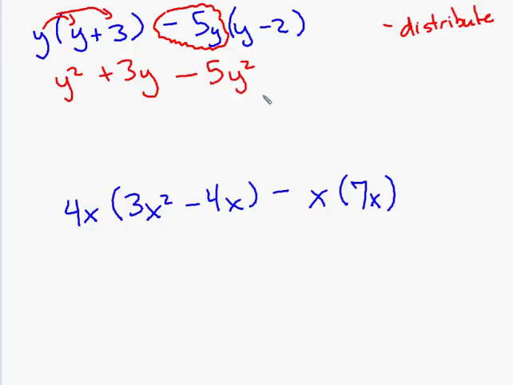And the second term, Taylor. Positive 10y. Not y squared, just y, because there's no y right here. Okay? Alright, now we're going to combine like terms.